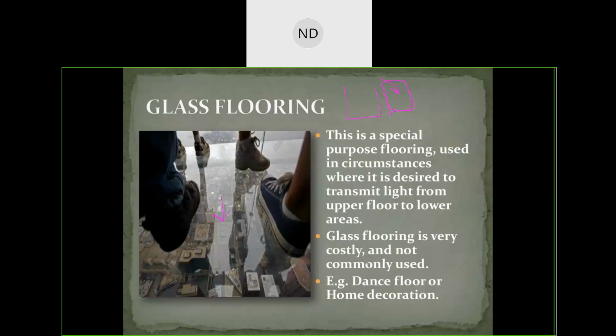Glass flooring is very costly and not commonly used. Obviously, this is very costly. But some want to show luxury in their structure, and they also want the transmissibility, so they can use it if they want to invest so much. But it is generally not used. Examples are a dance floor or home decoration, for small purposes. Okay, so these were your different types of floorings.